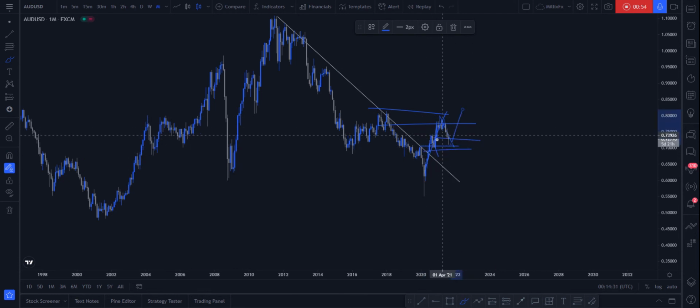Now we want to see a little bit of push, because price has switched bullish right now on the monthly time frame. Okay, so let's go through the time frame.